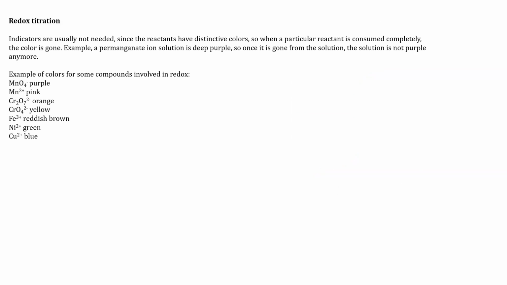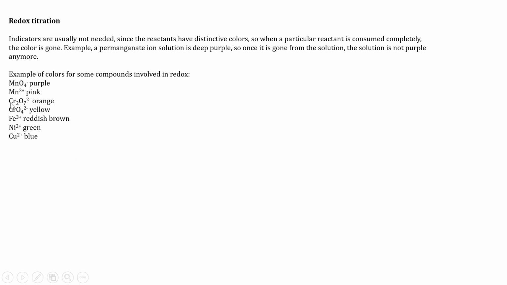Now, this is another type of titration, redox titration. Usually indicators are not needed for this because the reactants tend to have a really distinct color, sometimes very vibrant. An example of this is the permanganate ion. We did a demo the other day with potassium permanganate, and it's this deep purple color, very, very pretty solution.